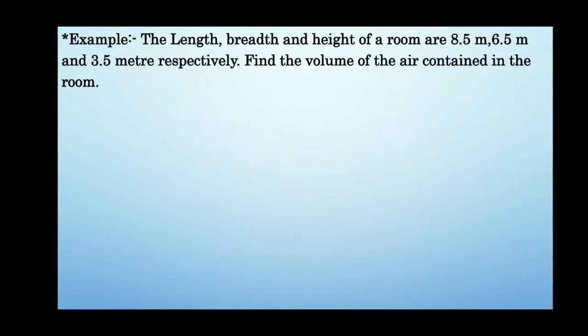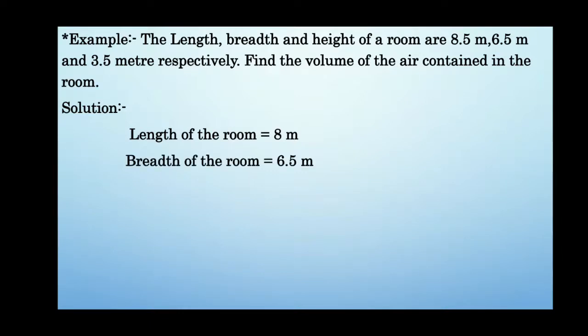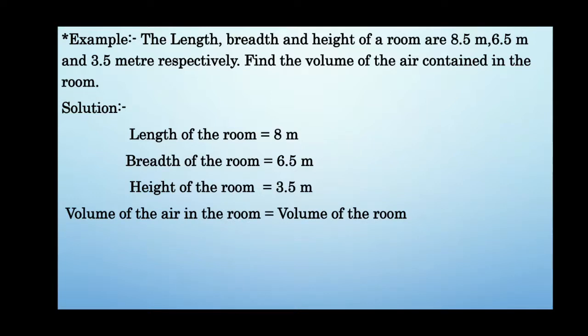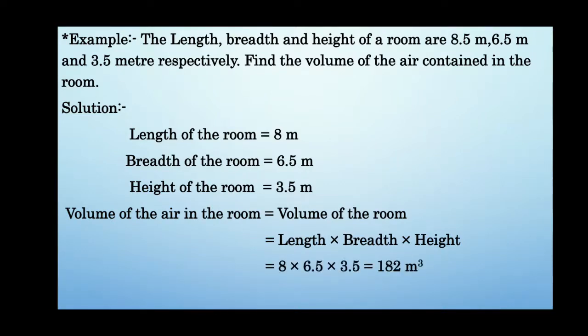Example 2, related to volume. The length, breadth and height of a room are 8.5 meter, 6.5 meter and 3.5 meter respectively. Find the volume of the air contained in the room. Solution. Length of the room is 8.5 meter, breadth of the room is 6.5 meter and the height of the room is 3.5 meter. The volume of the air in the room is equal to the volume of the room. And we know that the volume of the room is equal to length into breadth into height. So on putting the values, we get 193.375 meter cube.